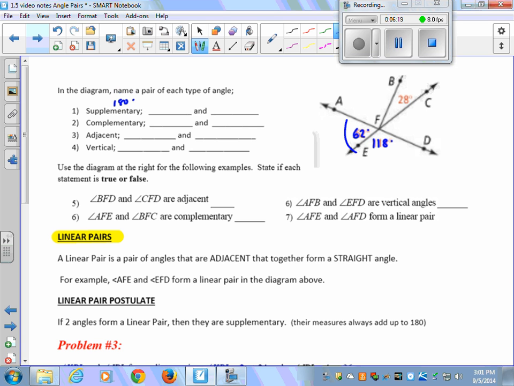Therefore, these two angles, this one here and this one here, are supplementary. They add up to 180. So, to name these angles, angle AFE and angle DFE.